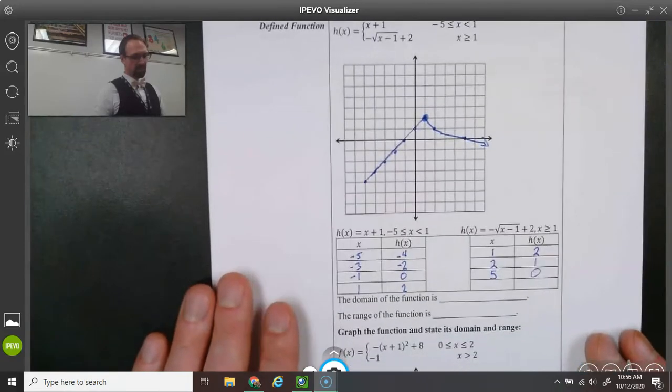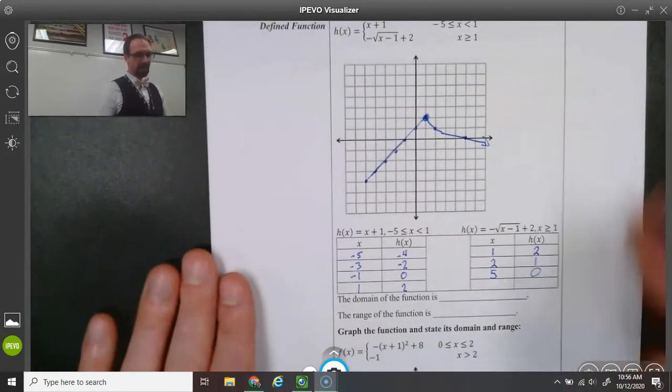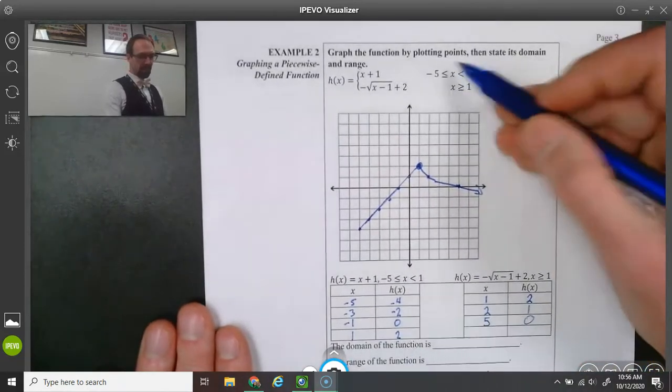The domain of this function. So again, my x values, the domain you get actually just from looking here.